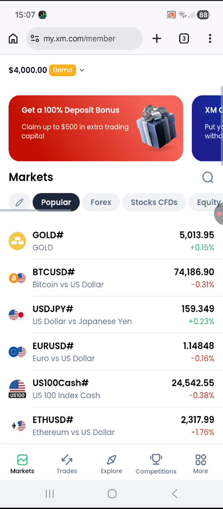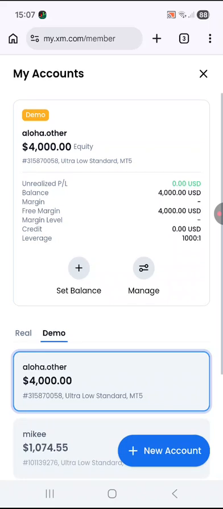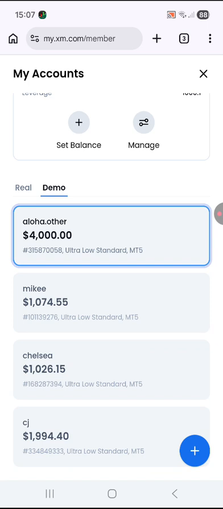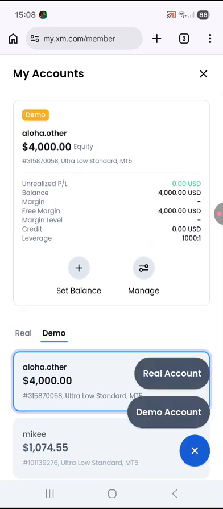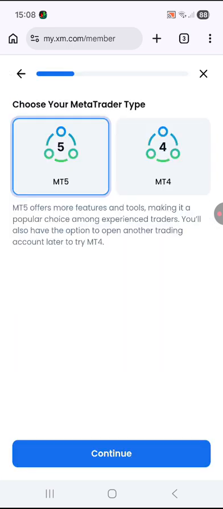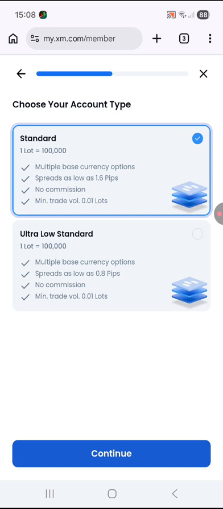So back here in the markets tab, I want to open a brand new demo account, okay? So you can see I have some demo accounts open already. I have my real accounts there on the tab to the left. But I want to start a new broker account. So in my accounts, I add a demo account. I want to start a demo account and choose MetaTrader type. Well, we downloaded MetaTrader 5, so I want to choose MetaTrader 5. Okay. And choose my account type.